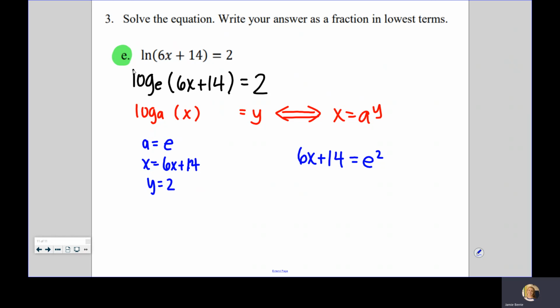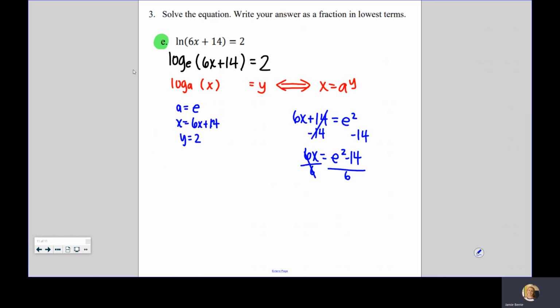Now we've got to solve for x. Just pretend like that's another little variable or little expression over there. Don't worry about it being e. Don't let that stress you out. Just subtract 14. Solve this like you normally would. That's e squared minus 14. Divide everything by 6. And you're done. x equals e squared minus 14 over 6.